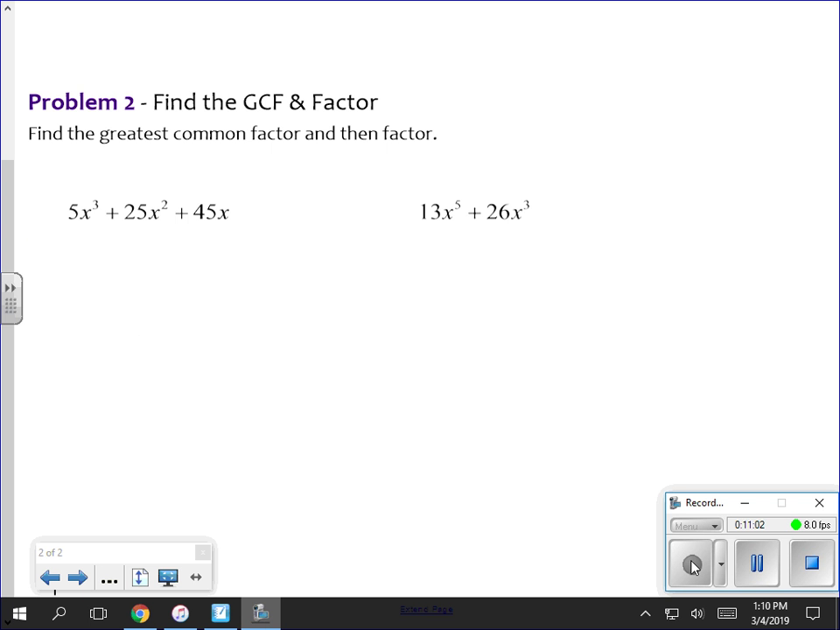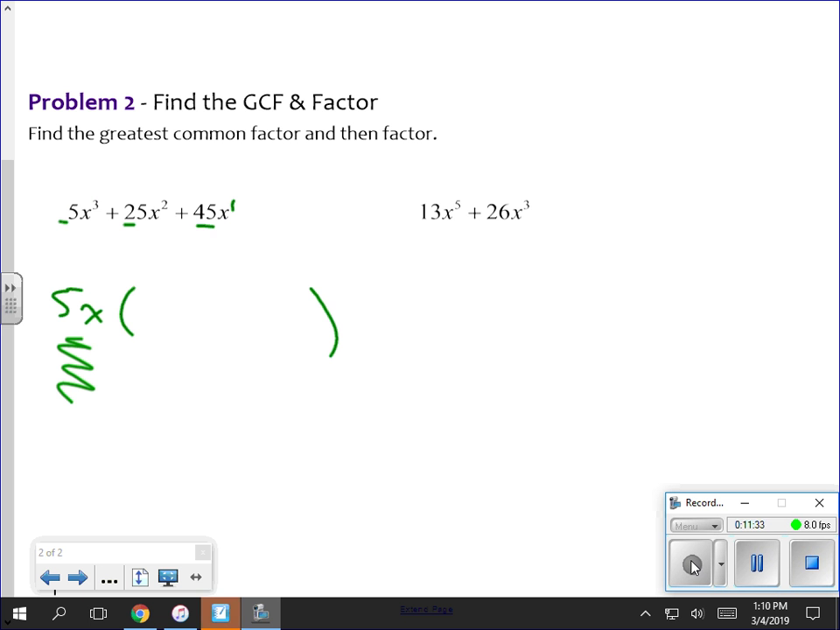Okay. So the first one. Once again, I want to pull out a common factor. So I look at the numbers 5, 25, and 45. Largest number that pulls out is 5. And then I do have a variable in every term, so I pull out an x. And the smallest power is 1, so that's the power I pull out. So x to the first is what I pull out. Once again, this is half of my answer. I still need what's left behind.